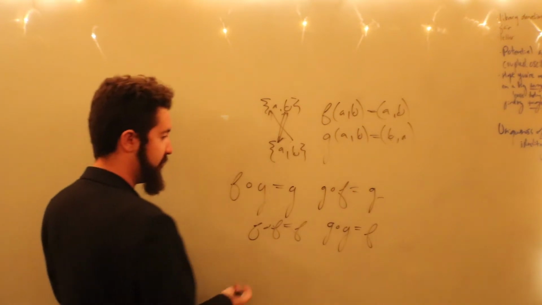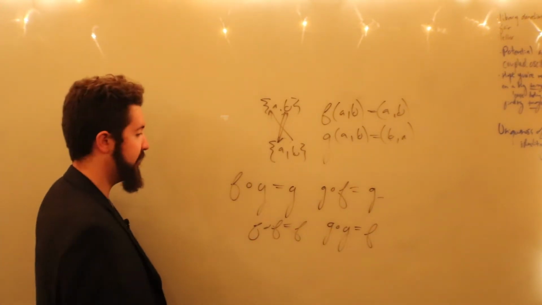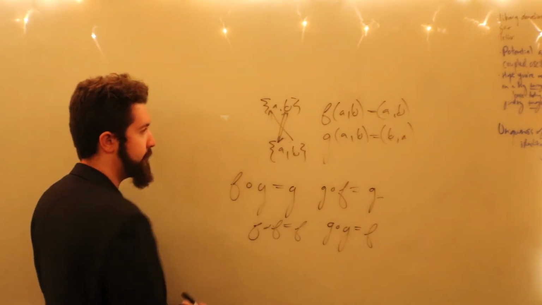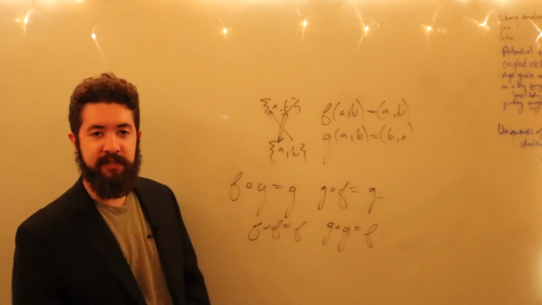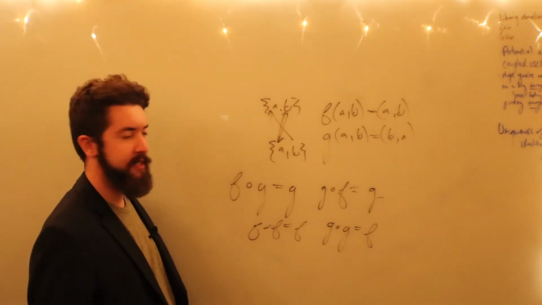And we have inverses, right? So F is its own inverse, and G is its own inverse in this case. We obviously have associativity, and even we have commutativity in this case.